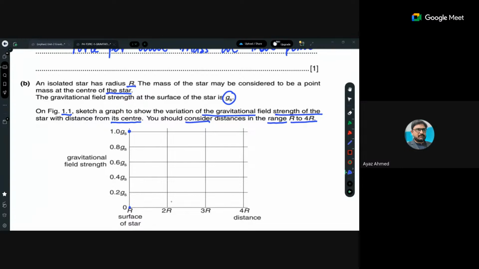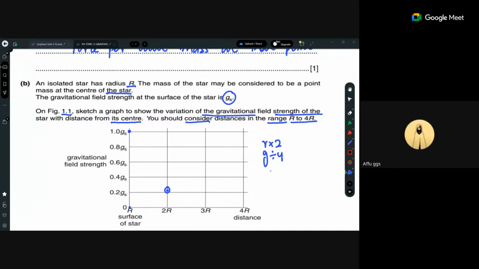At 2R, how much will it be? If R is multiplied by 2, G will be divided by 4. So 1 divided by 4, how much will it be? 0.25. Yes, it would be 0.25. So 0.25 will be probably here at this point, right?